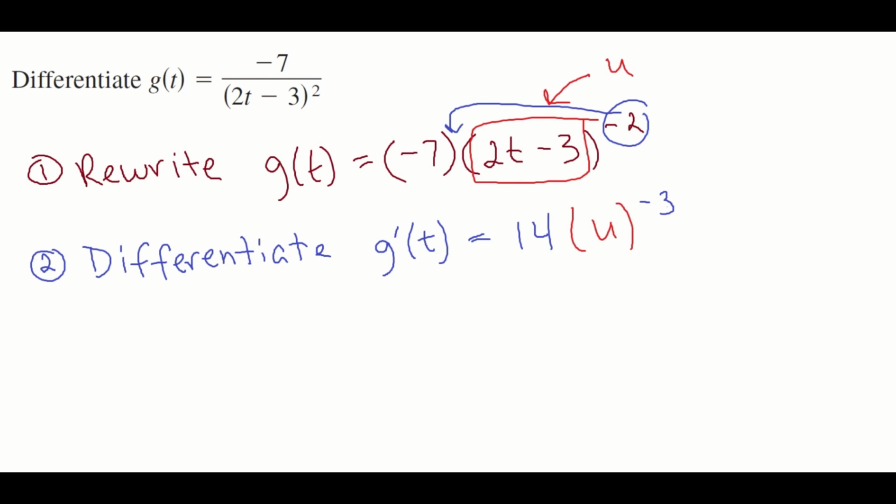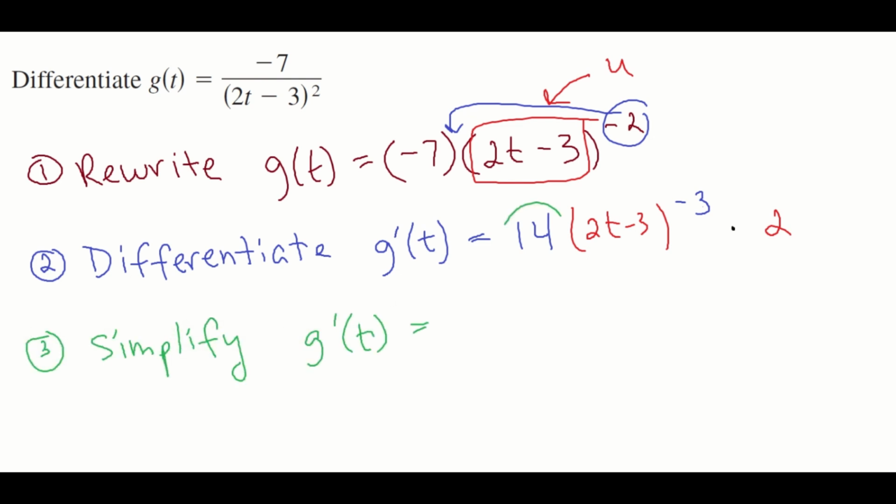Now we can substitute the inner function back in for u. 2t minus 3. Next, we multiply by the derivative of the inner function. The inner function is 2t minus 3. The derivative of 2t is 2. Let's combine the 14 and the 2 to make that 28.